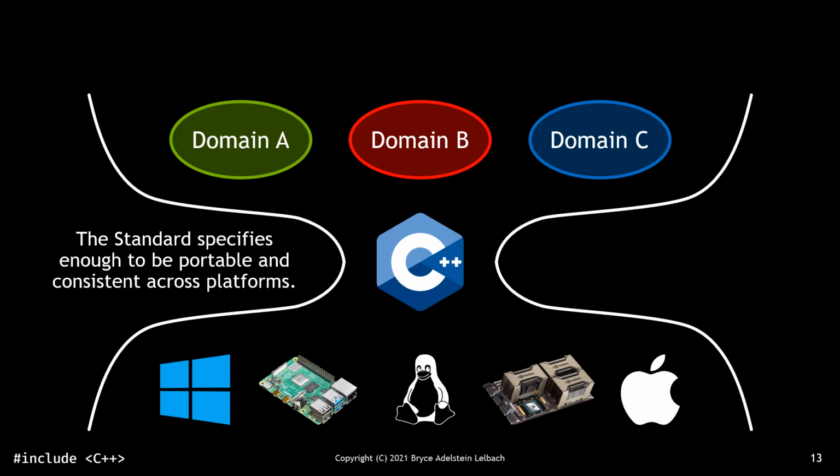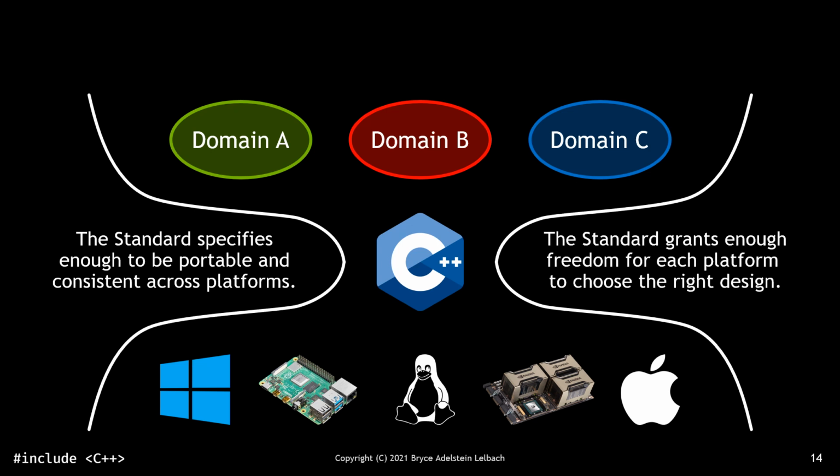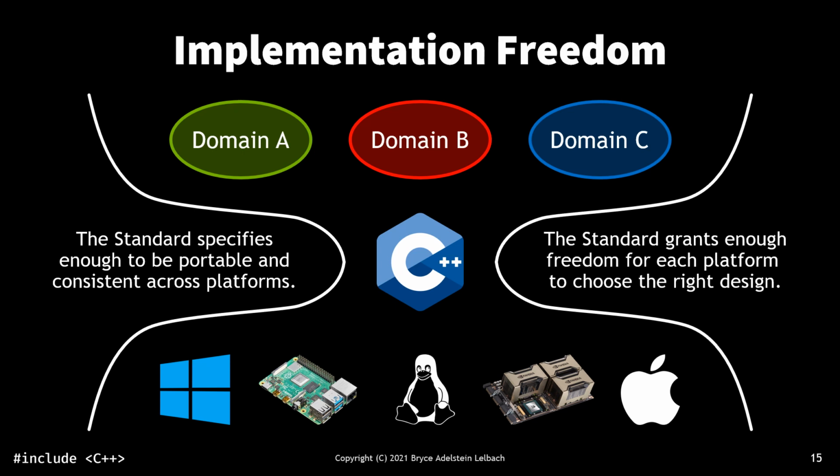The standard specifies enough to be portable and consistent across platforms and domains. But the standard also grants enough freedom for each platform to choose the right design for their implementation and environment. We call this implementation freedom. It's essential to standard C++.